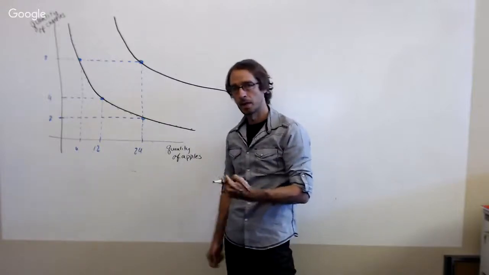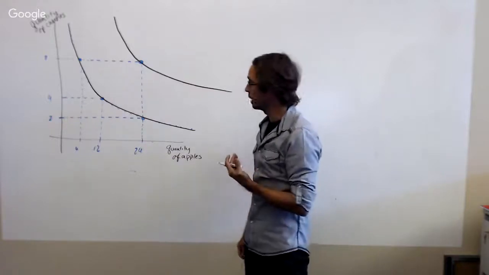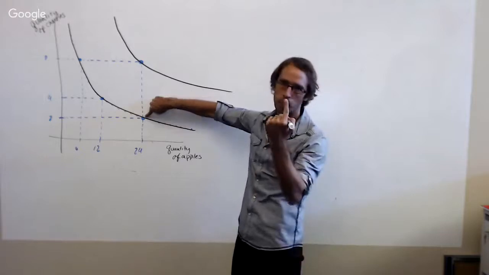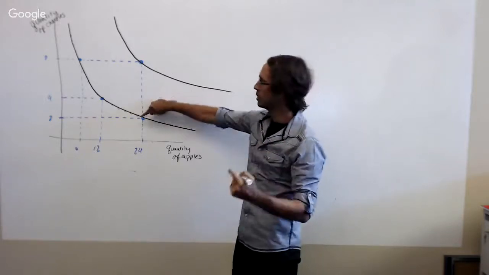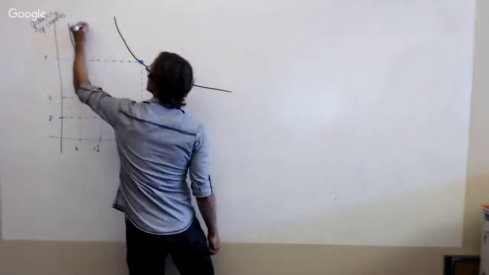That's the key here. We can create as many indifference curves as we want, and more importantly, if you pick just one bundle, there's only going to be one indifference curve that goes through that bundle. So you can't cross these indifference curves. It wouldn't make any sense.